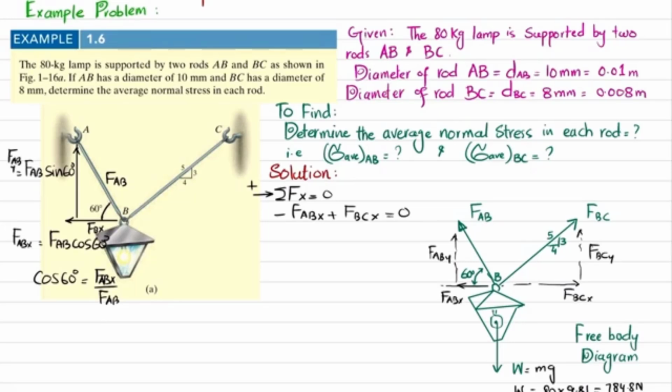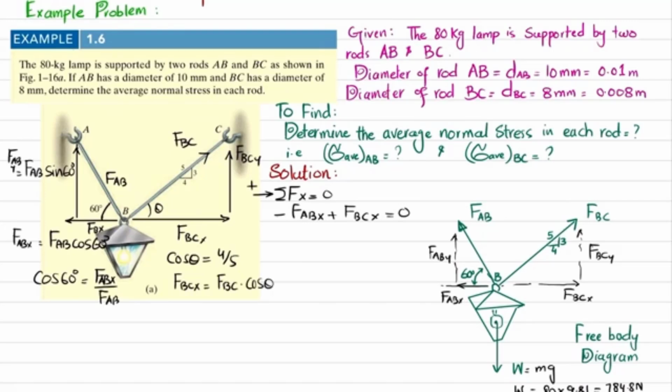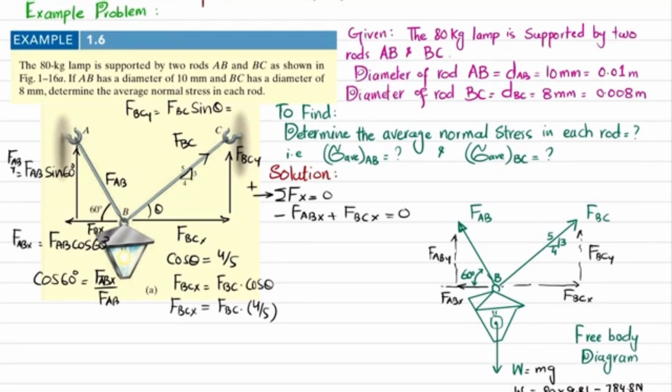The same is the case if you take this component, where this force is FBC. So this is the FBCx component and this is the FBCy component. For example, if this is angle theta, then cos theta is equal to 4 divided by 5, and the FBCx component will be equal to FBC cos theta, so FBC into 4 divided by 5. This will be FBCx, and the FBCy component will be equal to FBC sin theta. Sin theta is perpendicular over hypotenuse, which is 3 over 5. So FBCy will be equal to FBC into 3 divided by 5.